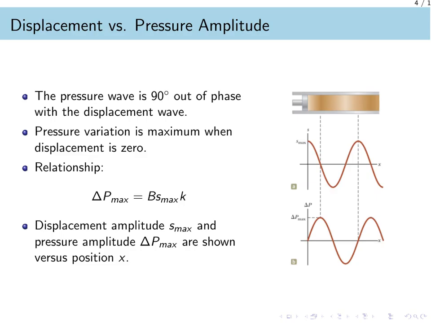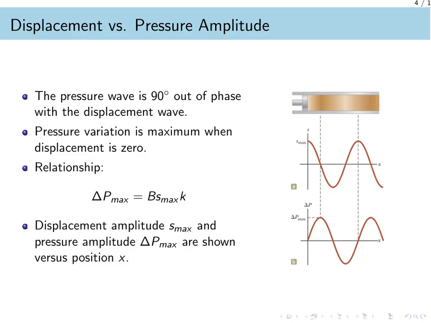When we compare the displacement and pressure of a sound wave, we see that they are 90 degrees out of phase with one another. This means that when the displacement of the gas molecules from their equilibrium position is zero, the pressure variation reaches its maximum value. Conversely, when the displacement is at its maximum, the pressure variation is zero.